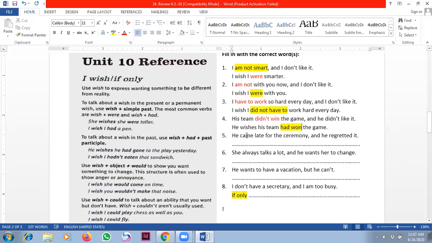He came late. This is past tense. Let's look at that. He came late for the ceremony and he regretted it. He wishes he had not come late for the ceremony.